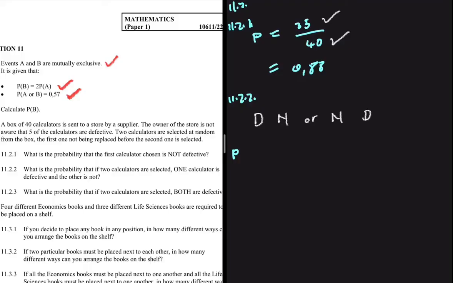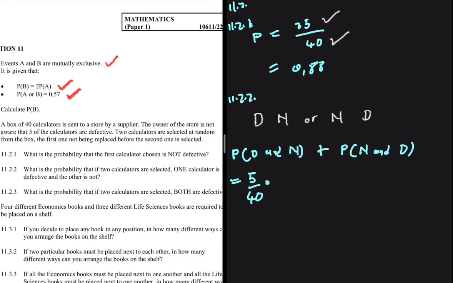So we're saying that is the probability that the first calculator is defective and the second calculator is not defective, plus the probability that the first calculator is not defective and that the second calculator is defective. So let's go ahead and compute this. What is the probability that the first calculator is defective? It is 5 divided by 40, because when you start, you're going to have 40 total calculators, and then there's 5 of that 40 that is defective.